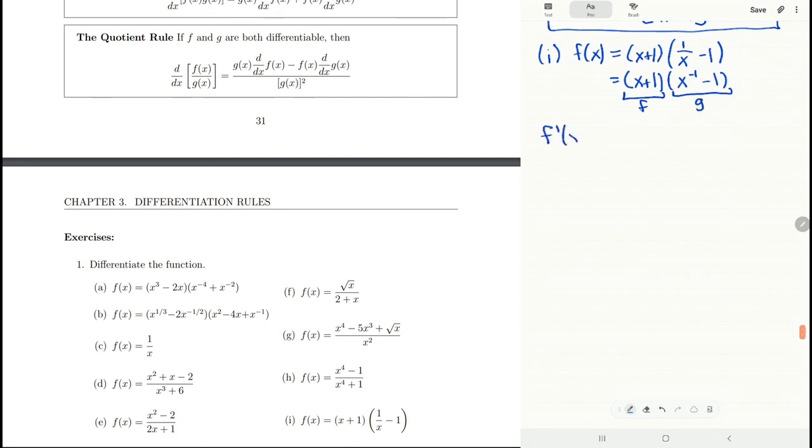And so the product rule says we differentiate f, which is 1, multiply it by g, which is x to the negative 1 minus 1, and then we add it to f, which is x plus 1, times the derivative of g, which is negative 1 times x to the negative 2 plus 0. And we don't have to write the plus 0.